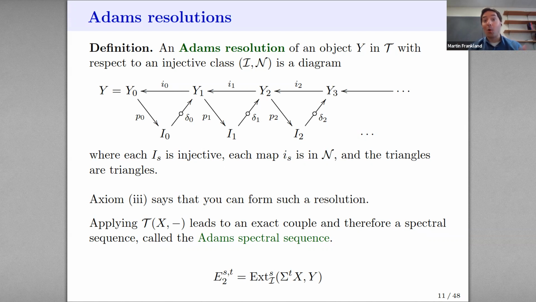Or according to the Mahowald principle, right? If you have an algebraic E2 term that computes the stable homotopy groups of spheres, then your spectral sequence must be infinitely far from the actual answer. So that's how life is.